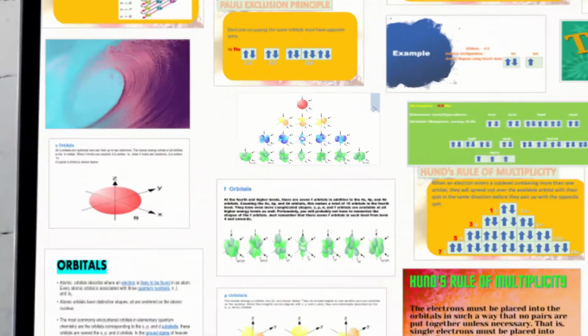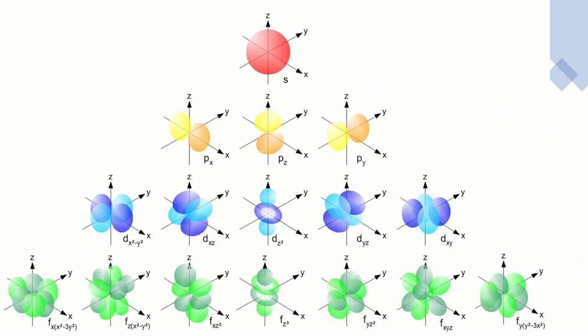So, here is the illustration of the different orbitals. So you have the s orbital. Remember that the number of orbitals is only 1 for s, 3 for p, 5 for d, and 7 for the f orbital.